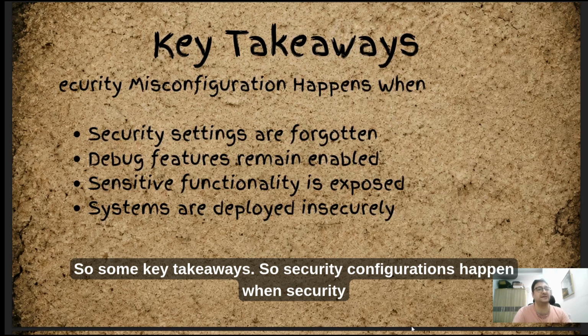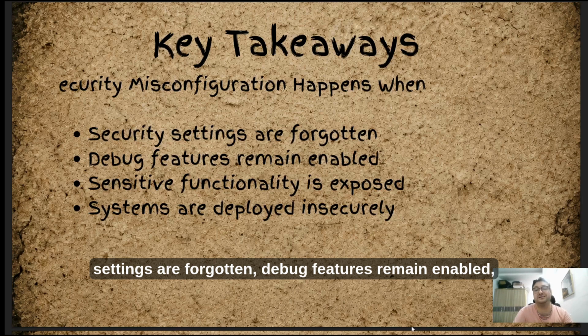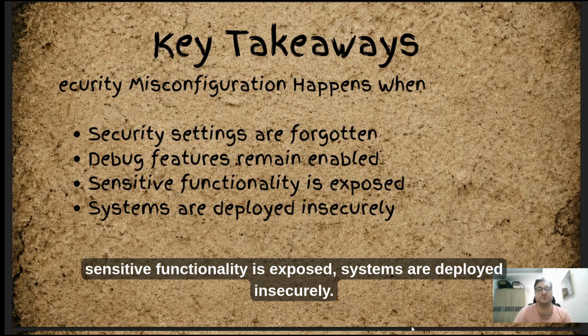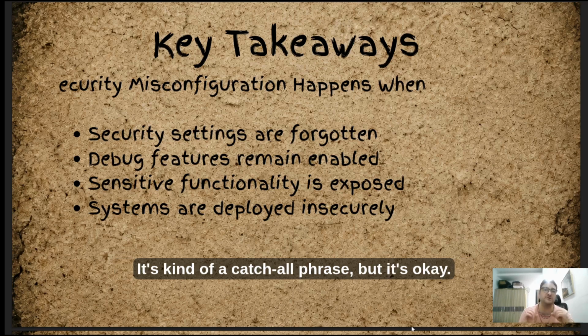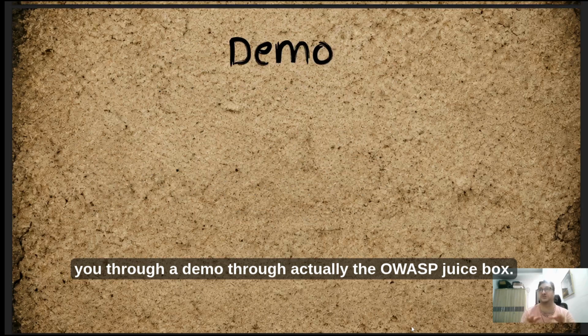Okay, so some key takeaways. Security misconfigurations happen when security settings are forgotten, debug features remain enabled, sensitive functionality is exposed, or systems are deployed insecurely. Okay, so guys, this is a very quick and easy overview. It's kind of a catch-all phrase, but it's okay. So what we're going to do is take you through a demo of the OWASP Juice Box. So let's go and take a look at that.